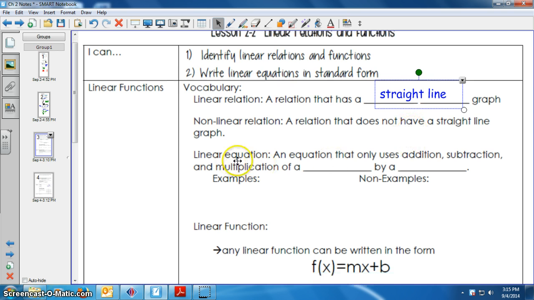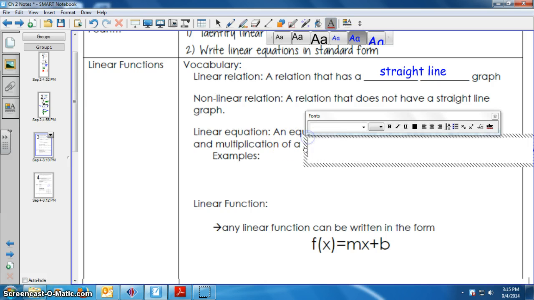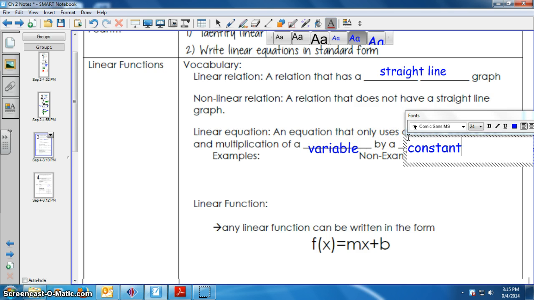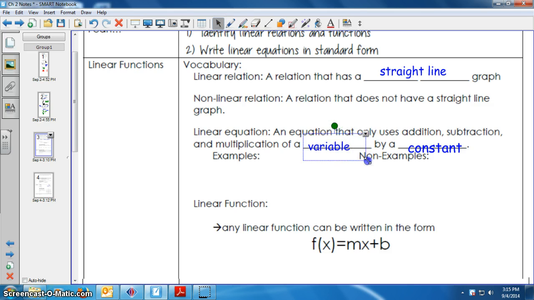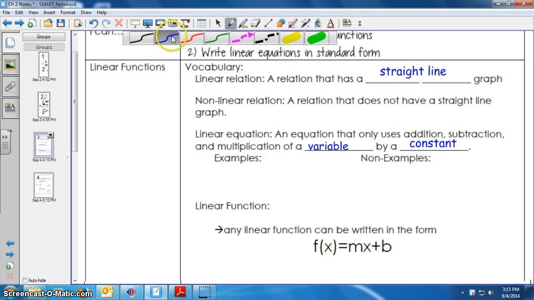Imagine that. So, linear equation: an equation that only uses addition, subtraction, and multiplication of a variable by a constant. Variables are letters, a constant is our number. So let's take a look at a couple of examples here and then some non-examples. We're looking for a linear equation, an equation that's going to form that line that we want.